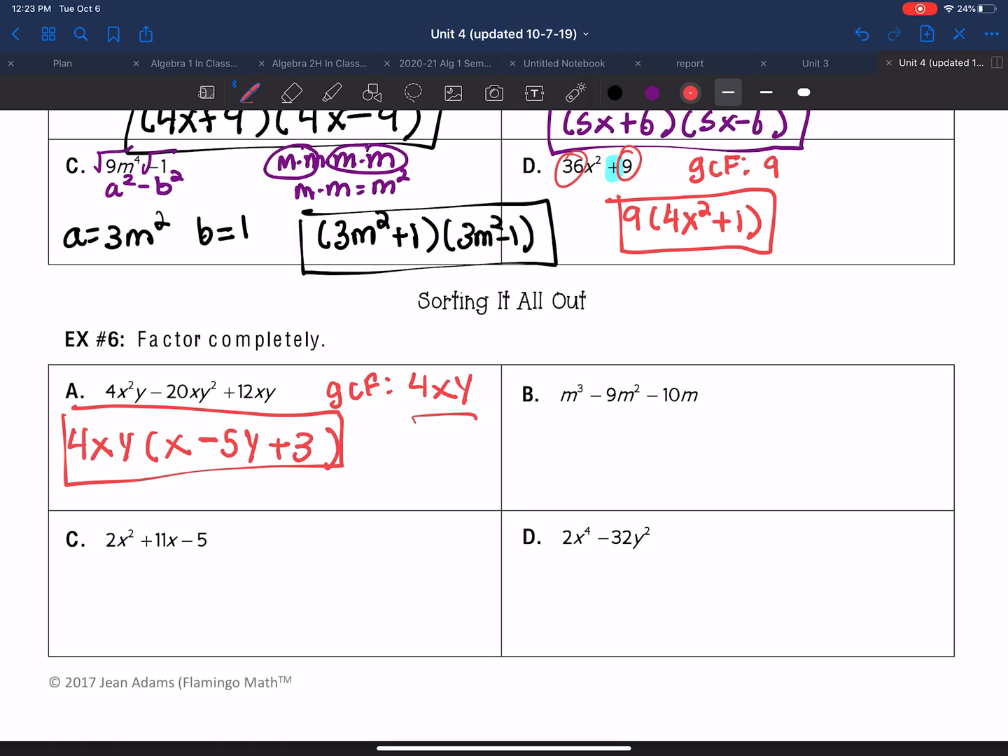Obviously, this does not follow the structure that we need in order to factor using the diamond method, so we're going to go ahead and move on. All right, next one, B. We have m cubed minus 9m squared minus 10m.